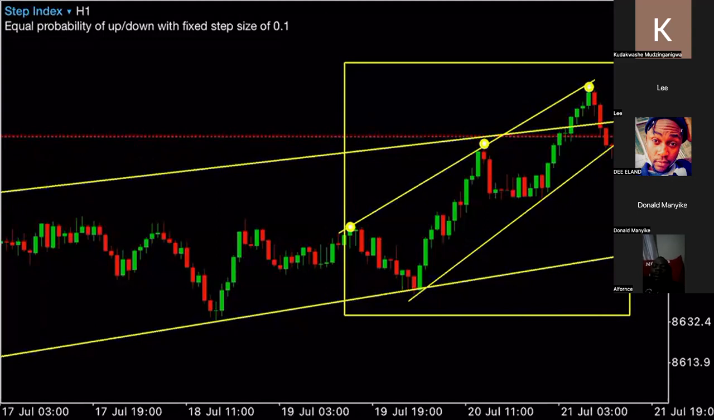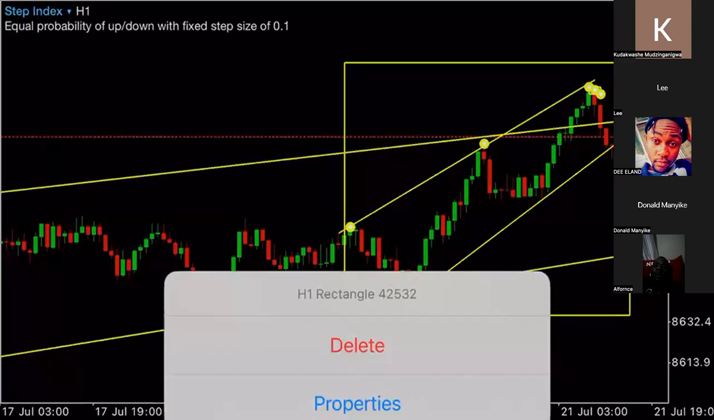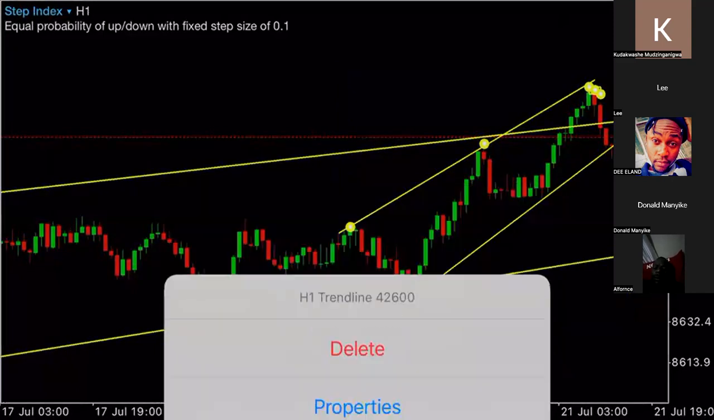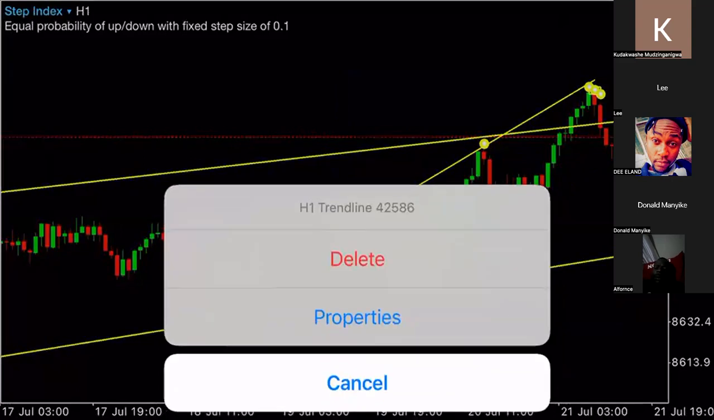You can see that you are having an ascending channel in an ascending channel. If you took this third touch, you would have made some money. So let me remove these things. I want to show you something.